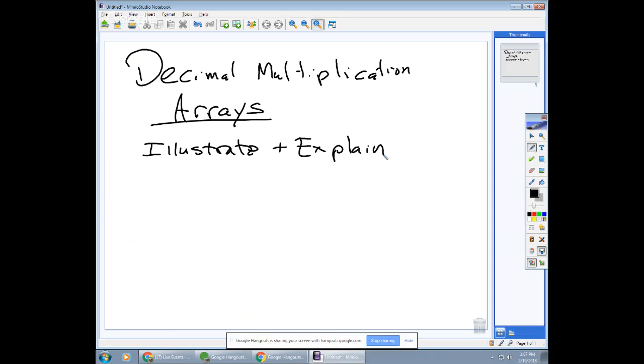How about 8/10 times 6/10? So draw a quick sketch that shows what the answer ought to be. We'll try a little more complicated one.